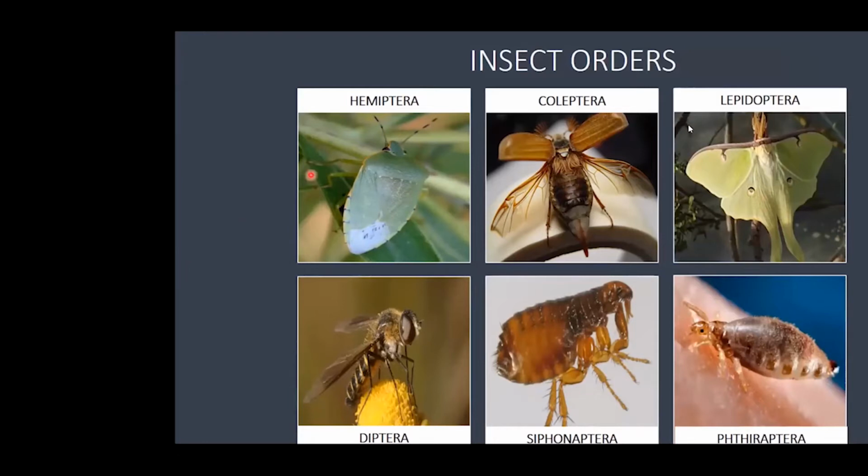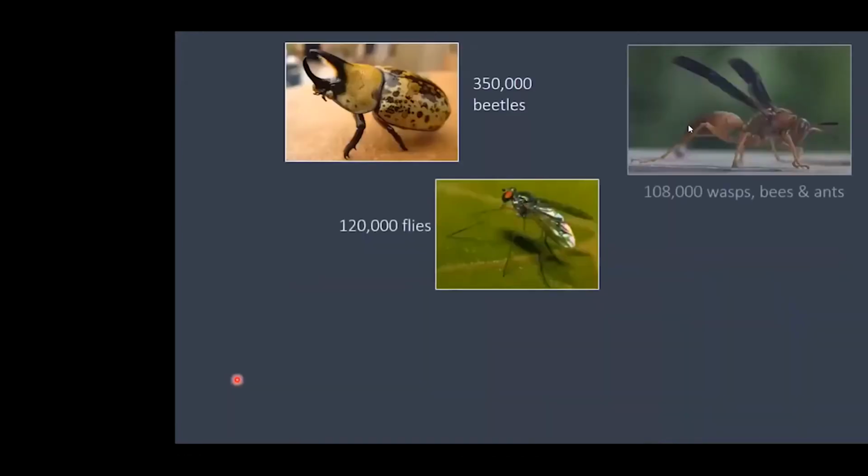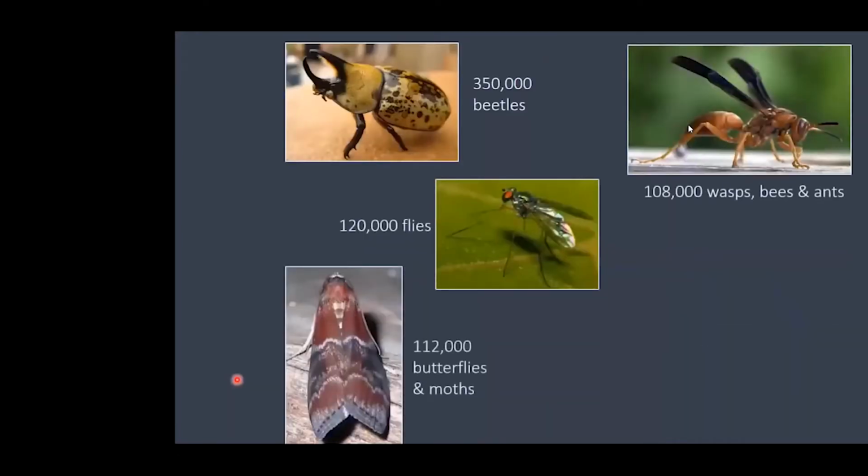So, we were talking about true bugs. And here we have just a prime example of a stink bug that's in the order Hemiptera. All beetles are Coleoptera. Butterflies and moths, Lepidoptera. And of course, the list goes on of important orders, from flies, fleas, and other Diptera as well. So I like to show this just to put it all into perspective.